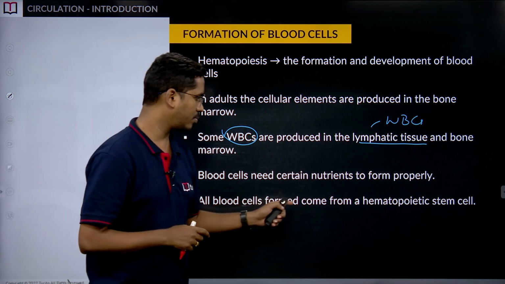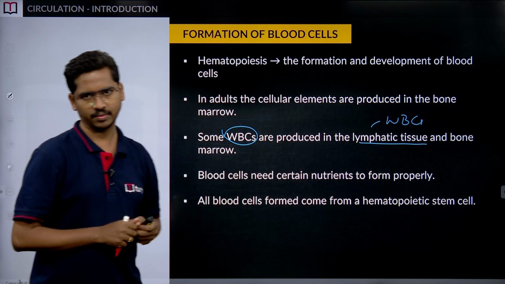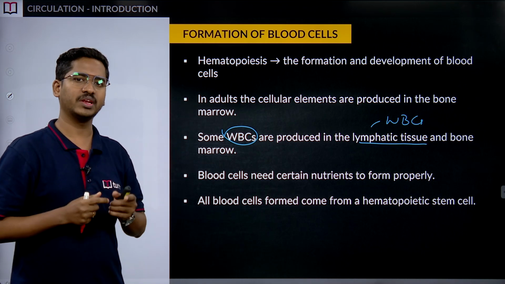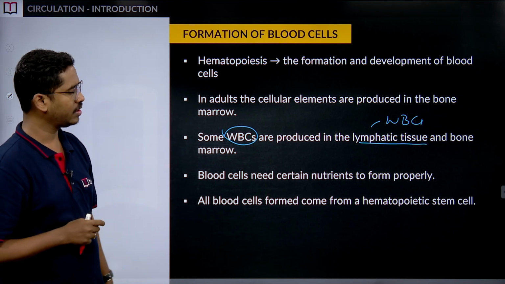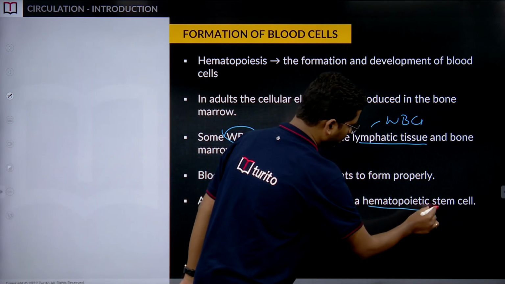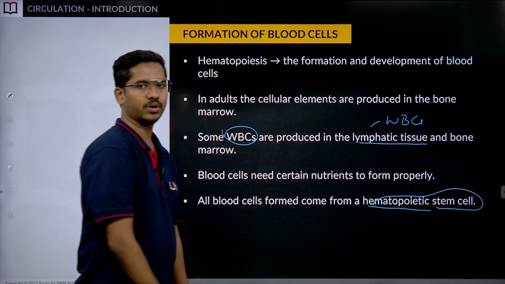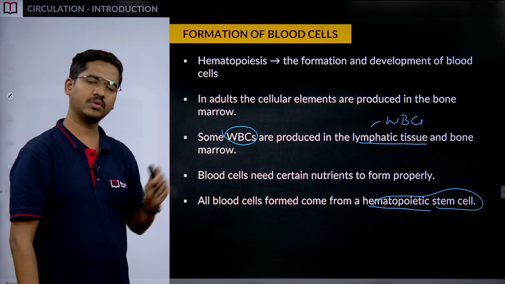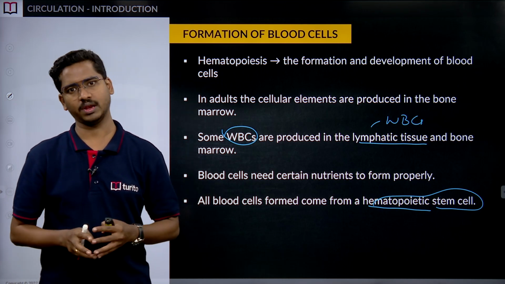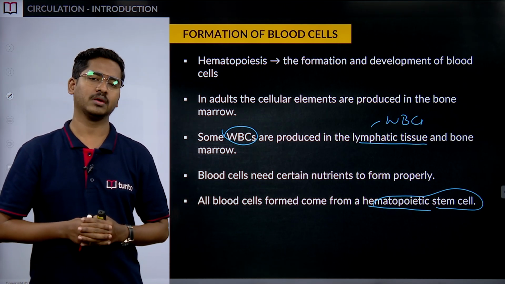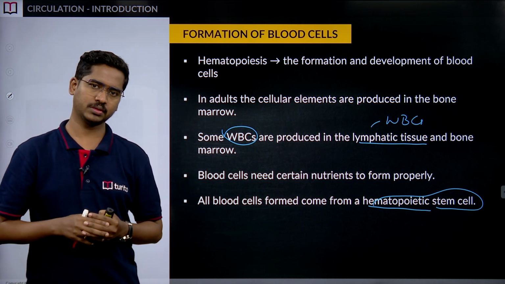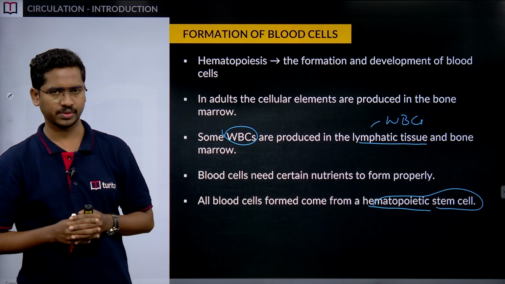So, all blood cells formed come from a hematopoietic stem cell. That is the root cause, that is the main cell which divides continuously and results in the formation of the blood cells. The cell name is hematopoietic stem cell. This is a word which you might have heard of. These days there are several stem cell banks available. What they do is, much before the baby takes birth, in the mother's womb. Okay.